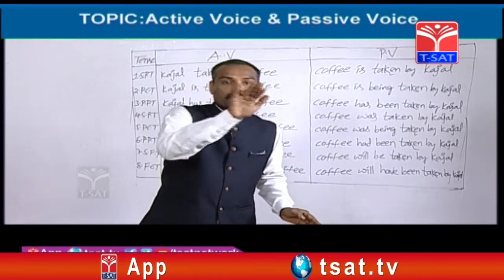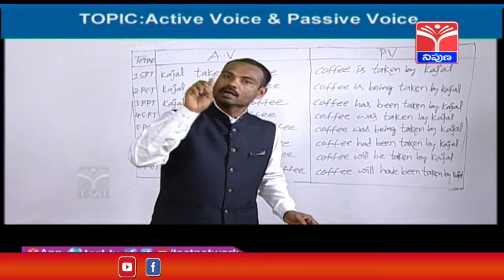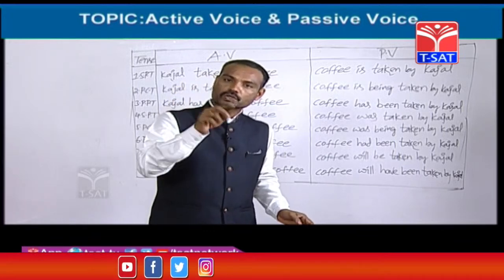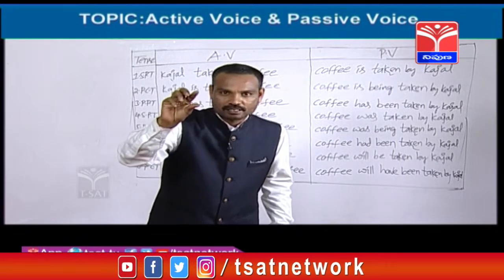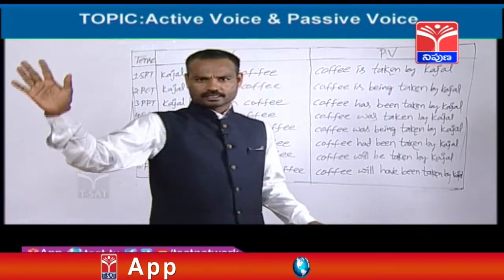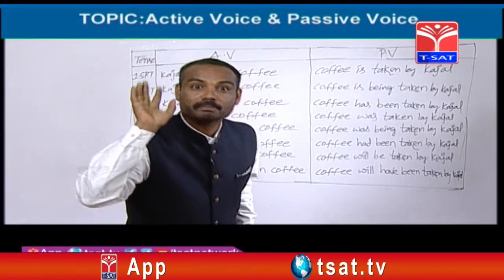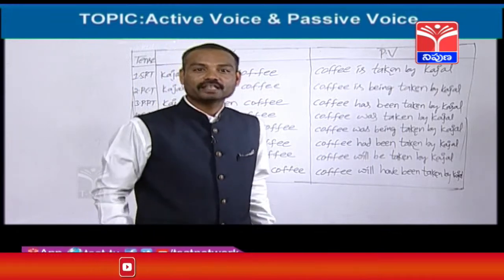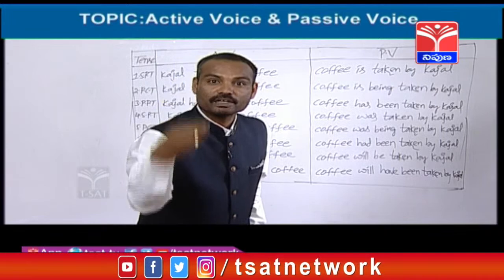Whenever you find modal verbs in the active voice, like shall, should, will, would, can, could, may, might, must, that modal verb should be written as it is. After writing that modal verb as it is, be should be written. For example, in the active voice, they have given will. In the passive you write will be.